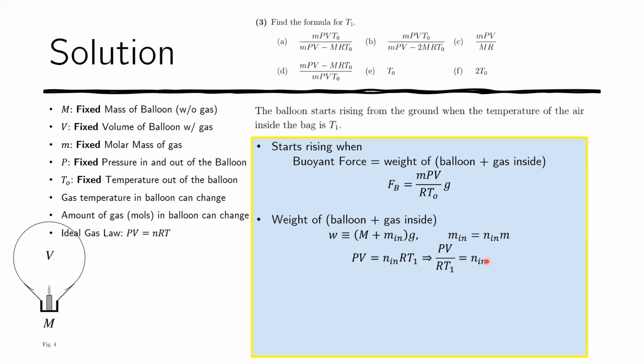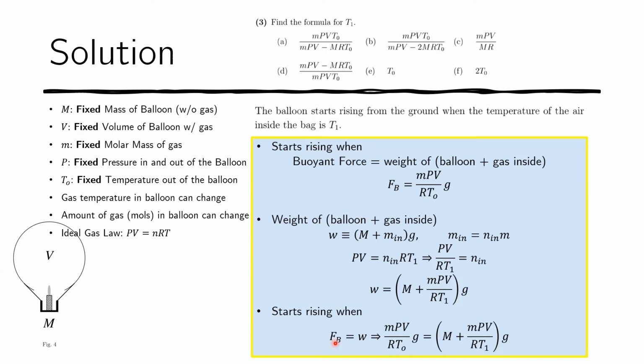And we can get an n sub in. Now we just multiply it by m. So that's what we got here. We multiplied by m, and the total mass is multiplied by g to get the total force downward, or the weight. So now we have this buoyant force and we have this weight here. Now we just need to equate them. And so the balloon starts rising when this buoyant force equals the weight. In other words, this equals this. And right off the bat, we can cancel the g's.